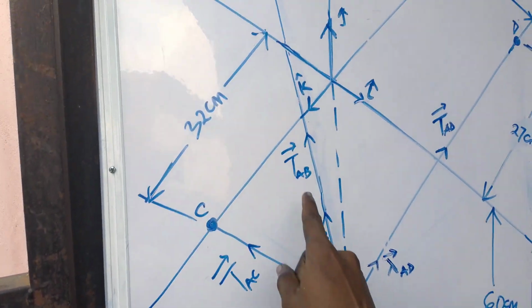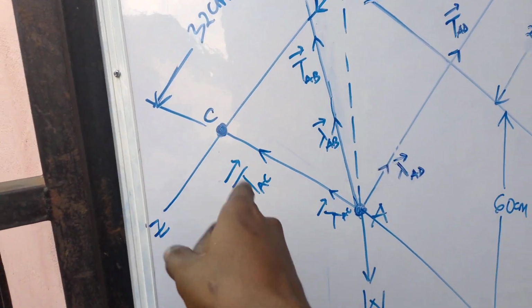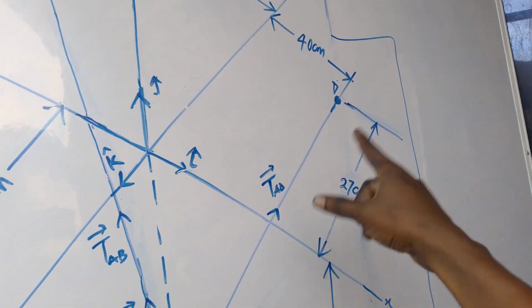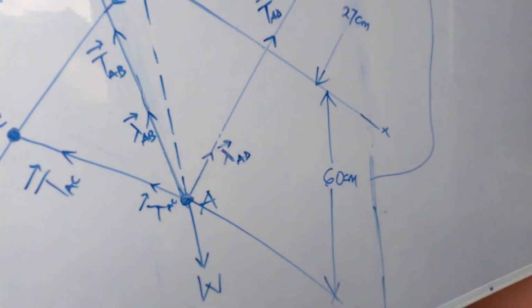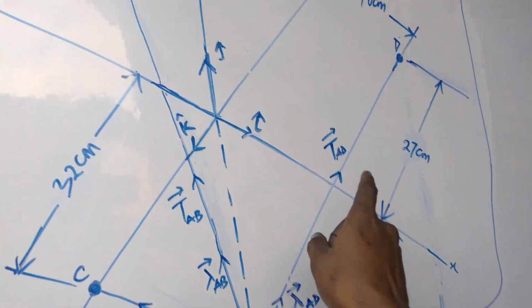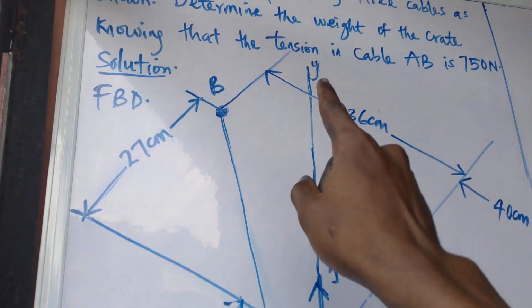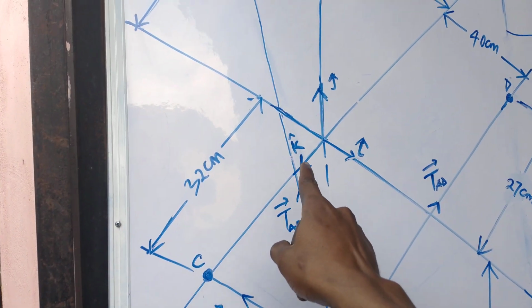This is the unit vector. This one now is the vector TAB. Then we have the vector TAC acting along here, and this is the unit vector AC. Then for cable AD, this is the vector TAD, and that one is the unit vector. These are the dimensions given to us. On the x-axis we have the i coordinates. On the y-axis I have the j coordinates. On the z-axis I have the k coordinates.